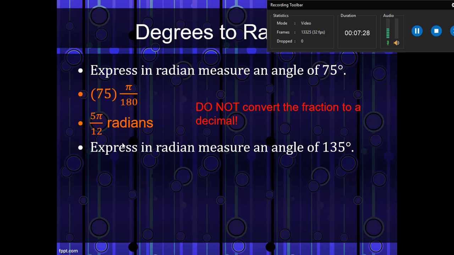Okay, let's convert 135 degrees. Remember, if you want, you can pause and see if you can do it on your own. We're going to multiply, though, by pi over 180. And I usually just type 135 divided by 180 into my calculator, and I let it reduce for me. And that will reduce to 3/4 pi. So 135 degrees is 3/4 pi radians.